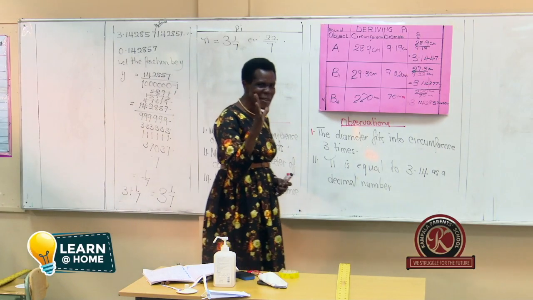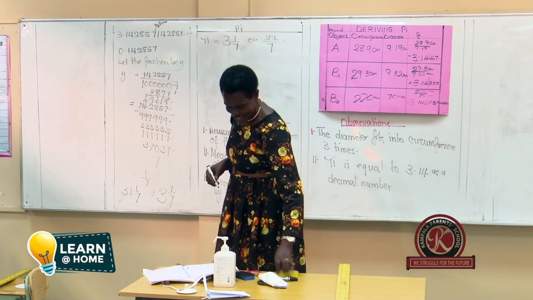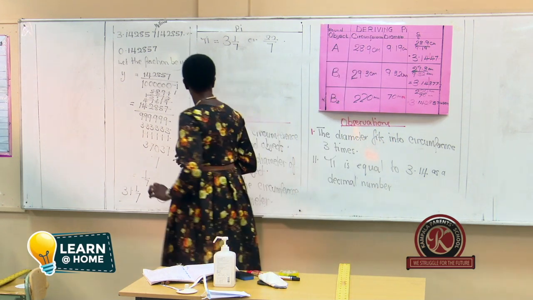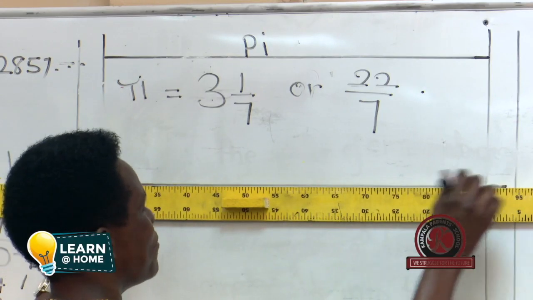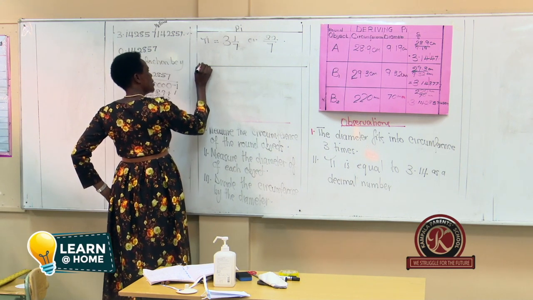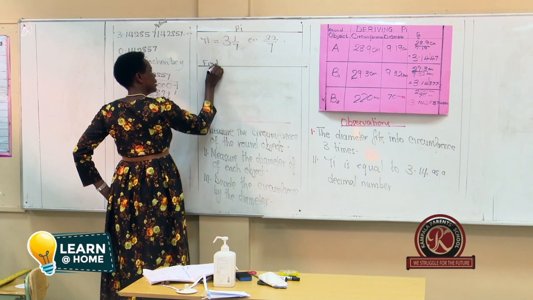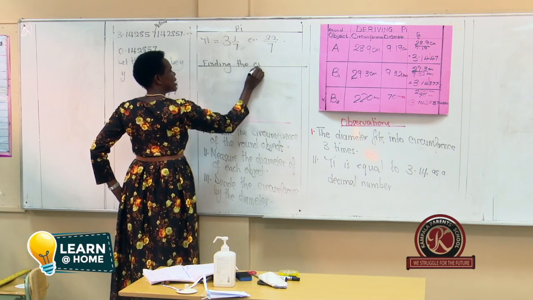Now, immediately we get the pi, we are now able to get the circumference. We are now going direct to finding the circumference. That is what we were waiting for. We are now going direct to find the circumference.